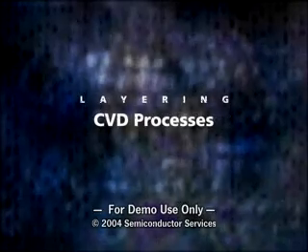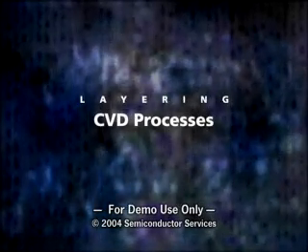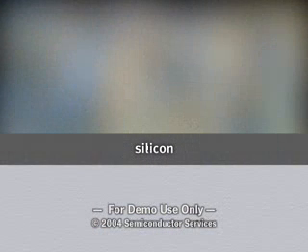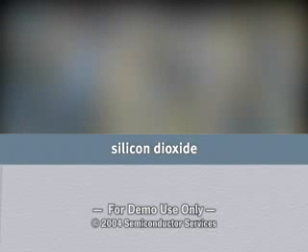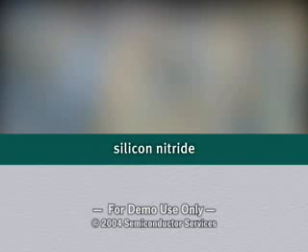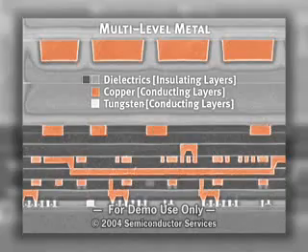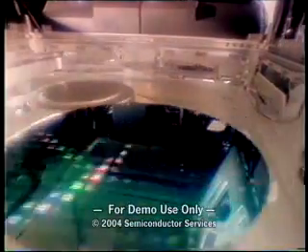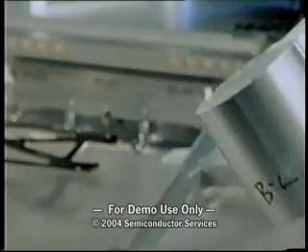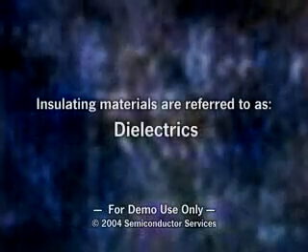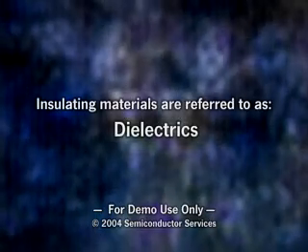The deposition of many thin layers is needed in building integrated circuit structures. A deposited layer may be a semiconducting layer, such as silicon, an insulating material, such as silicon dioxide or silicon nitride, or a conducting layer of metal, such as aluminum, copper, or tungsten. Chemical vapor deposition, or CVD, is often used to deposit silicon and dielectric layers. Insulating materials are referred to as dielectrics.